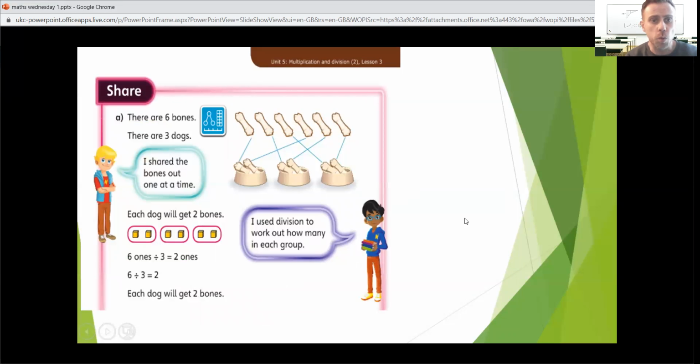So the first one, this is how you should have had a go at it. There were 6 bones and there were 3 dogs. So you're sharing the bones out equally. That means it must be a division. Hopefully you weren't drawing out the bones and things like that. If you did that, that's fine, but try and get into the habit of using the numbers and working out what problem, because we've got down here 6 bones divided by 3, the 3 dogs, equals 2. So each dog will get 2 bones. There you go. That was the answer to that one. 6 divided by 3 equals 2. Hopefully you got that.